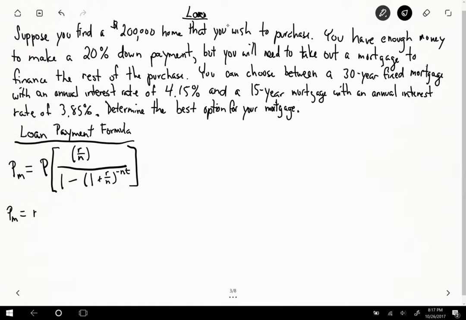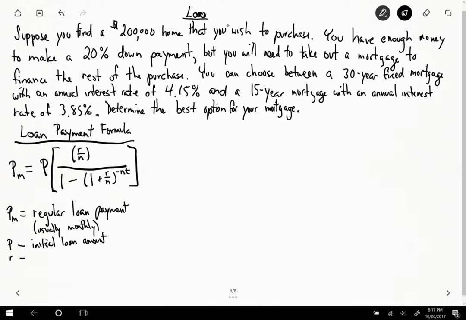So P_M, that's the regular loan payment, and that's usually monthly, right? And in the case of a mortgage, it definitely is monthly. But car loans usually have you paying something every month, so you'll have an idea as to how often you need to make those payments. P, what does that stand for? That's the initial loan amount in this case. So how much money are we taking out?